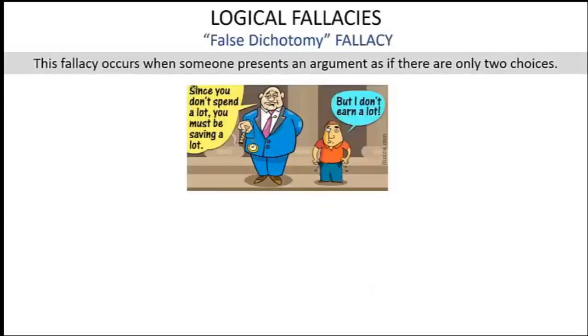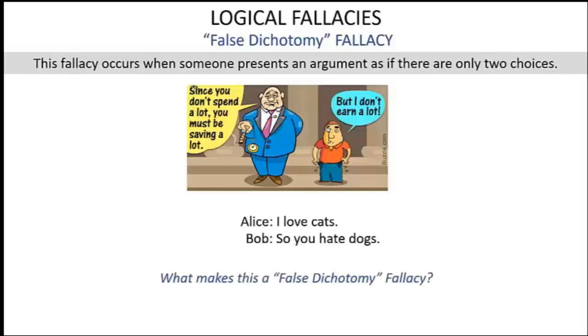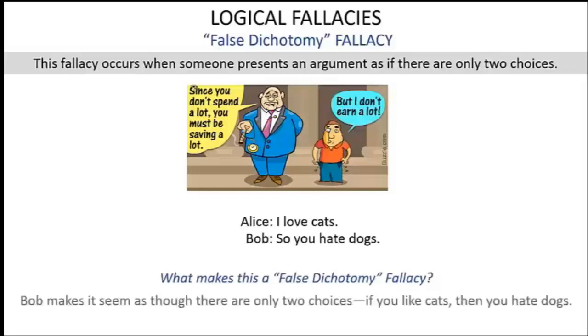The false dichotomy fallacy. This fallacy occurs when someone presents an argument as if there are only two choices. Alice says, "I love cats." Bob says, "So you hate dogs?" What makes this a false dichotomy fallacy? Bob makes it seem as though there are only two choices. If you like cats, then you hate dogs. And of course, that is not the case.